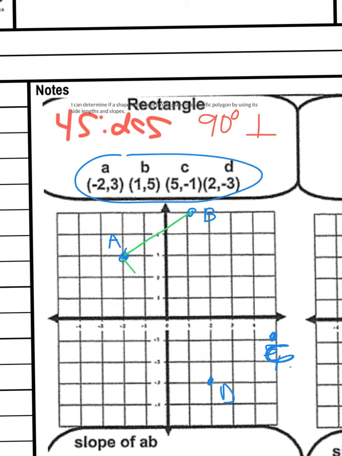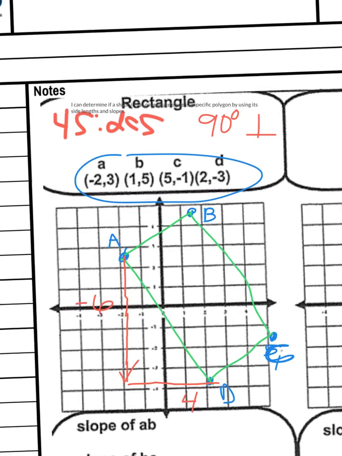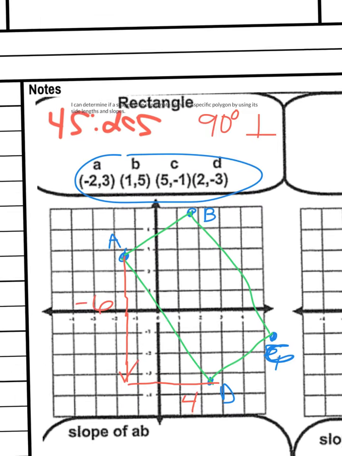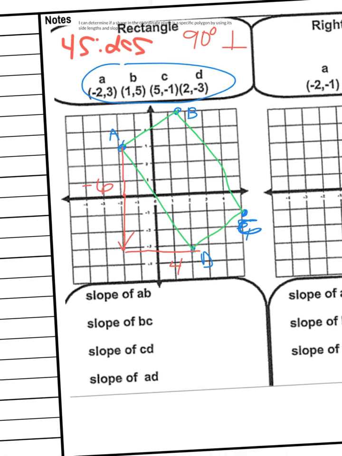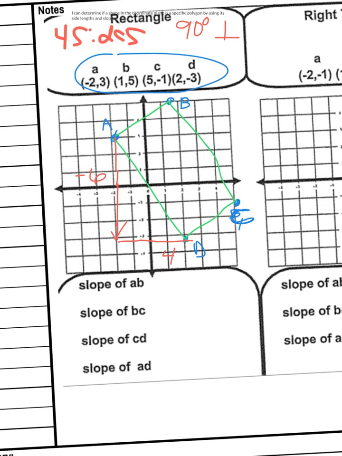Alright, so I've got my points. I'm going to create my sides by drawing lines. By first appearance, this looks like a rectangle, but what I'm going to do is find the slope of each line to make sure that it is a rectangle. So I'm going to find the slope of AD here: 1, 2, 3, 4, 5, 6. I went down 6, and to the right 1, 2, 3, 4. So the slope of AD right here is -6/4, which we can simplify to -3/2.